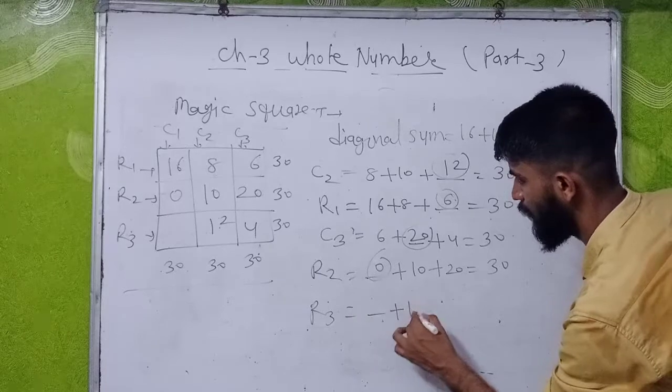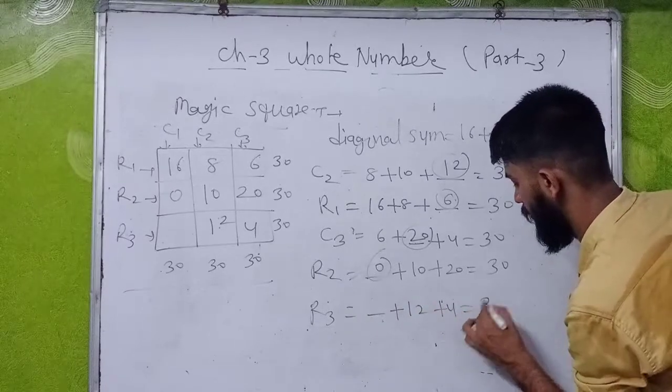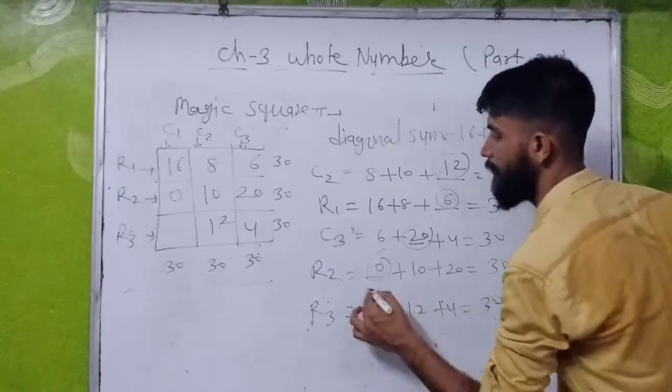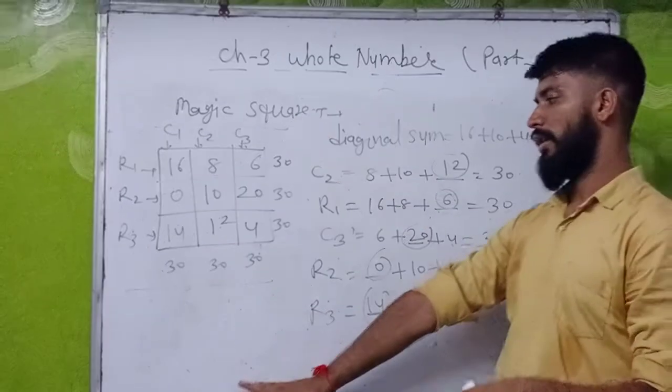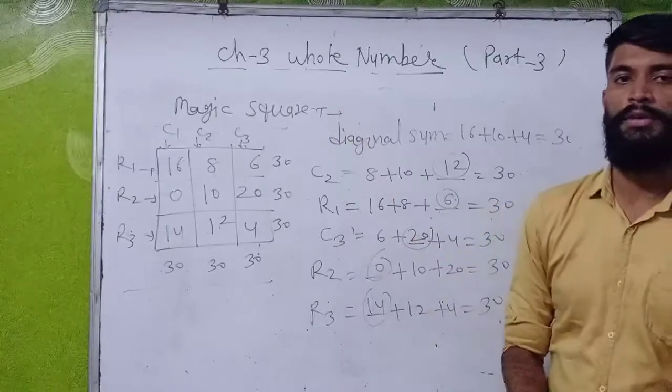Now here, blank plus 12 plus 4 equals 30, so it is 14... So now you can check. This is the magic square. Now chapter number 3, the whole chapter is completed.